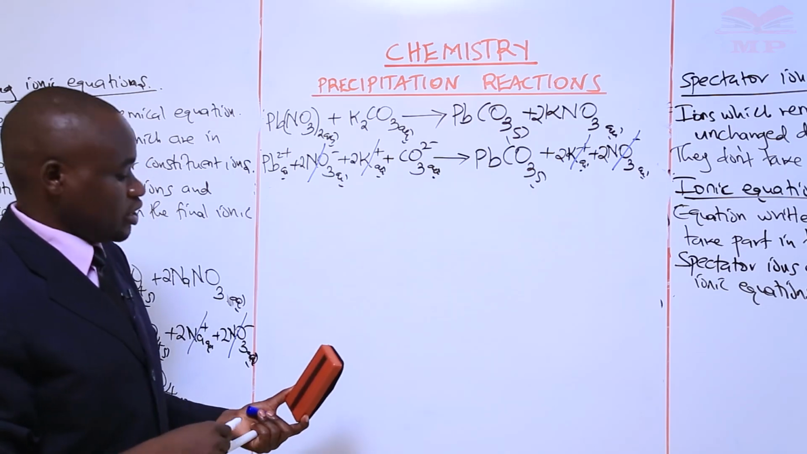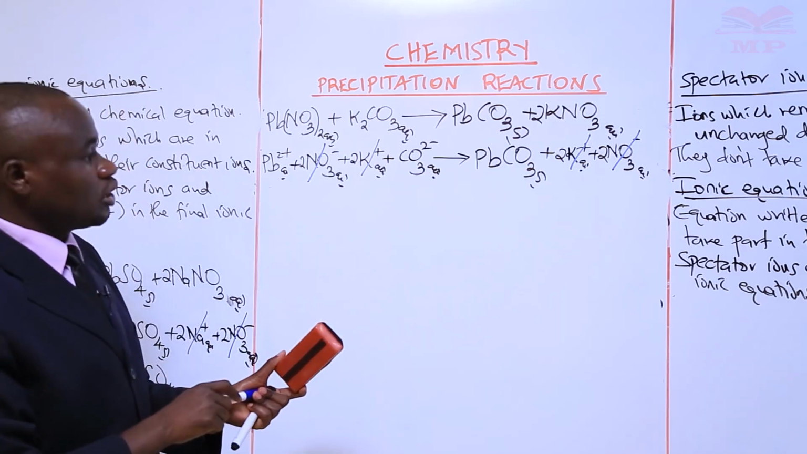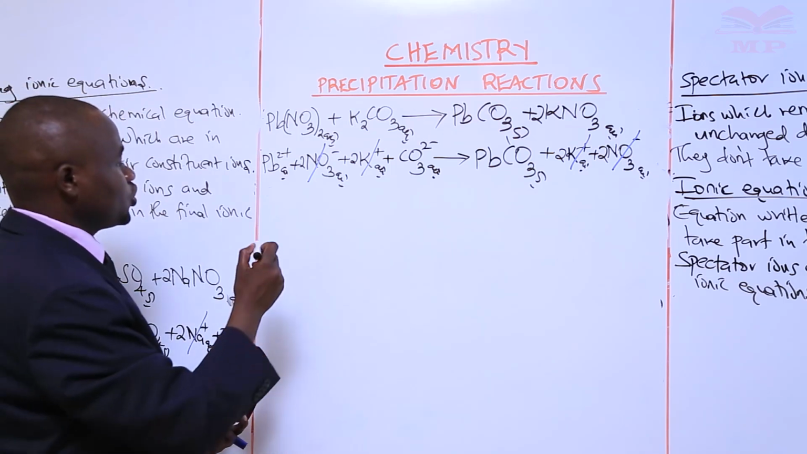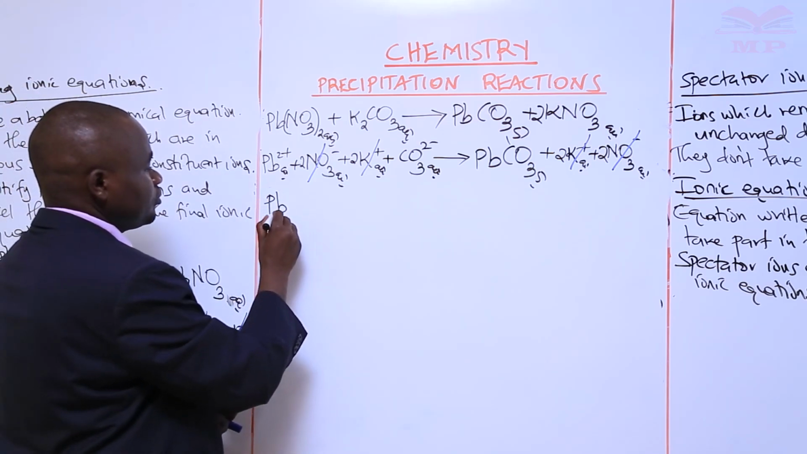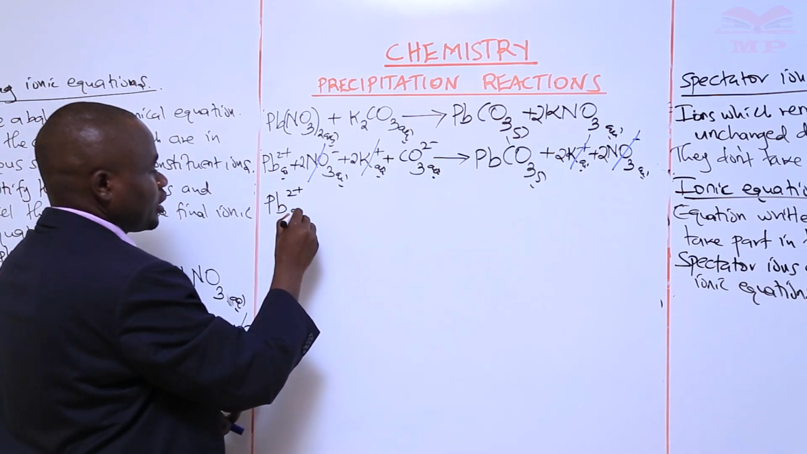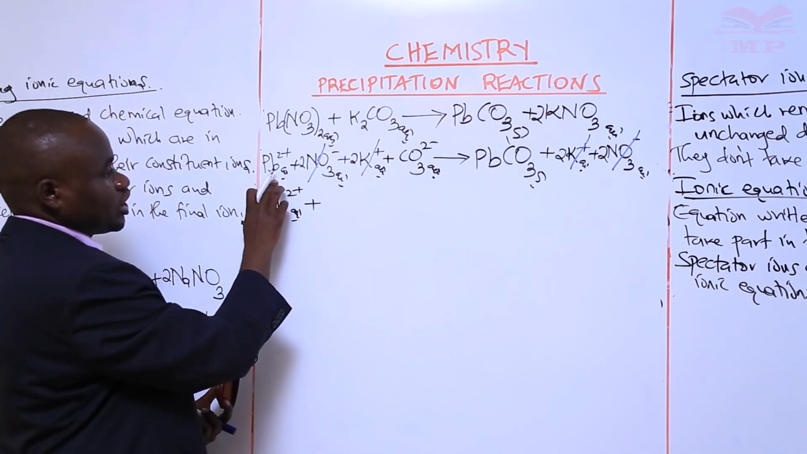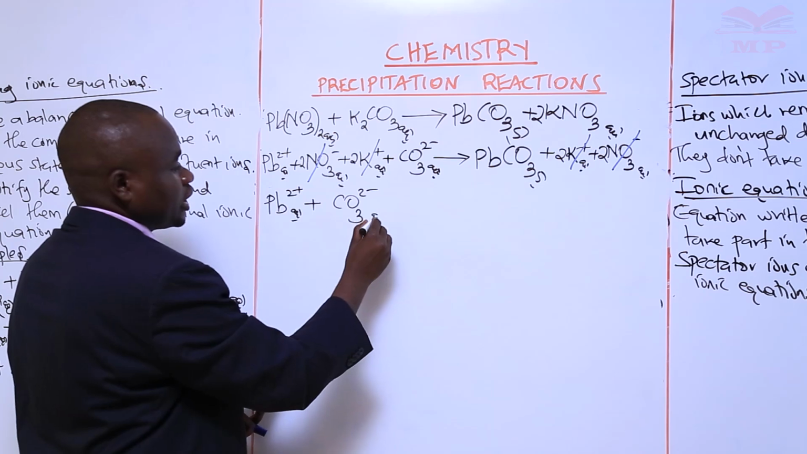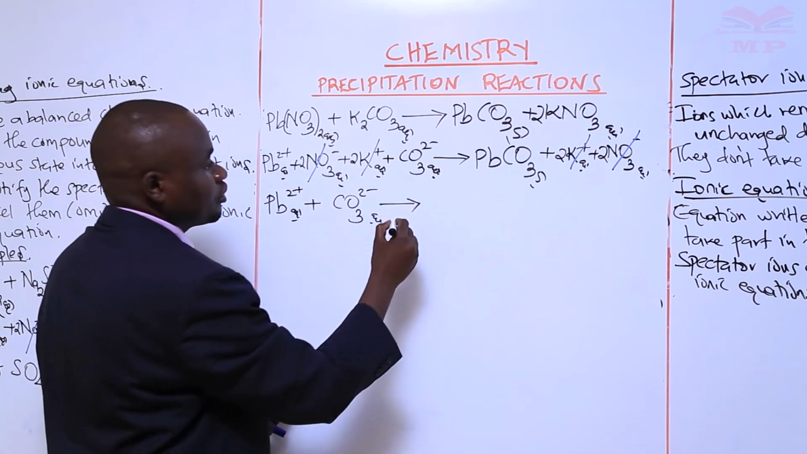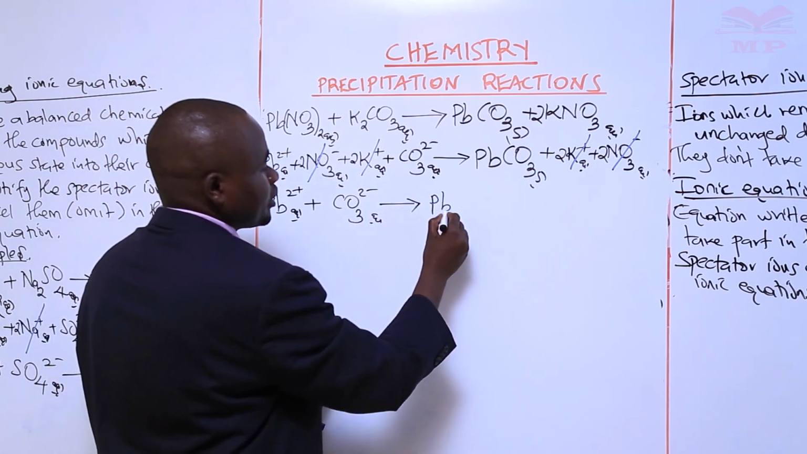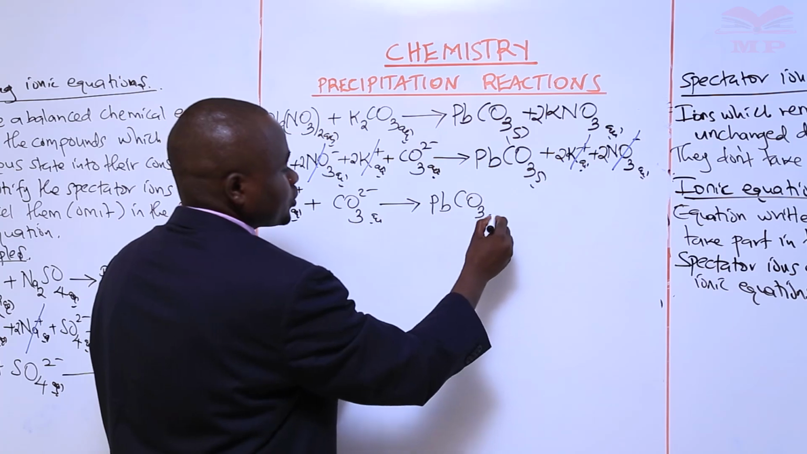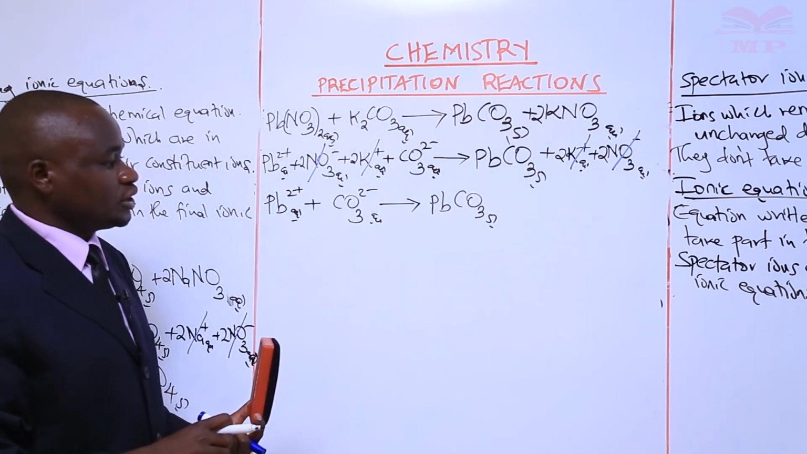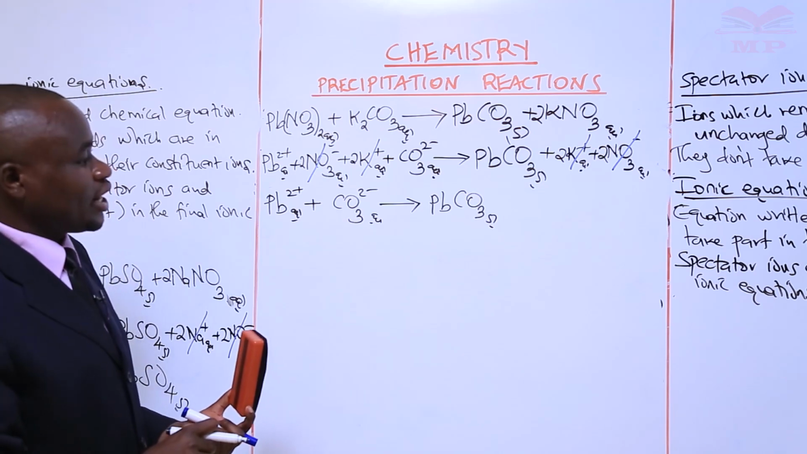After that, you now rewrite the equation, omitting the ions that you have cancelled. And the equation we shall have written will be as follows. So we're going to have lead ions combining with the carbonate ions equals, and that will give you lead carbonate solid. So this type of equation, we call it ionic equation.